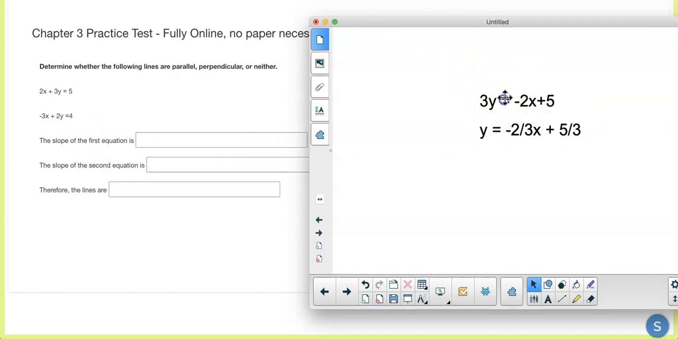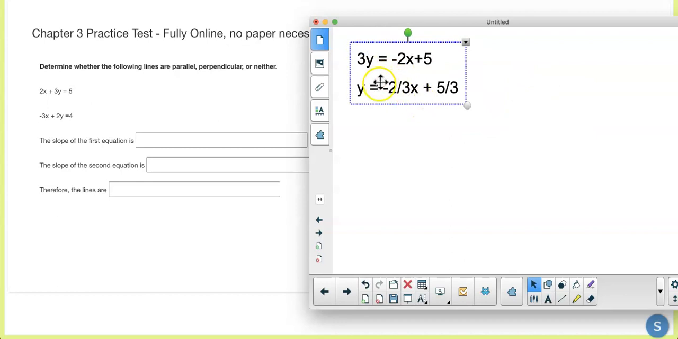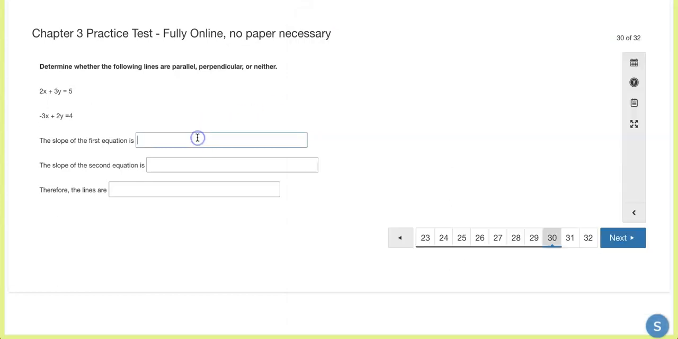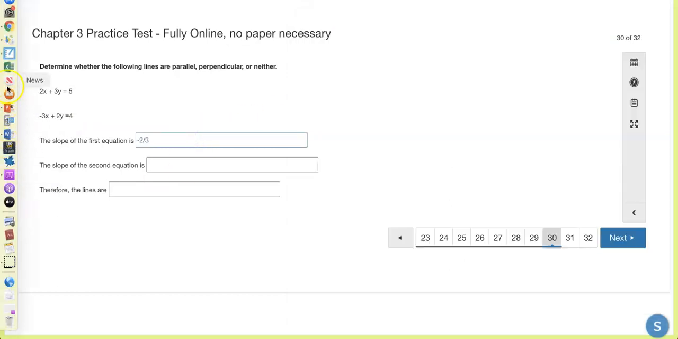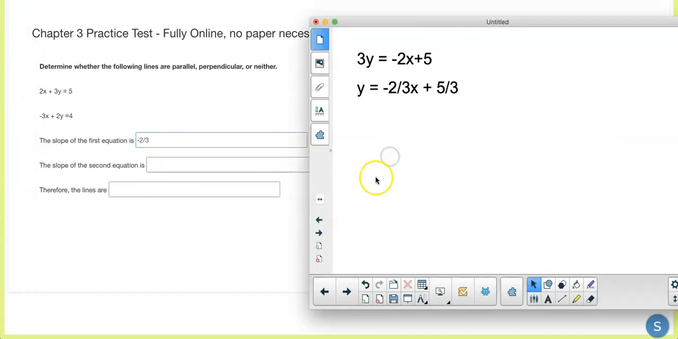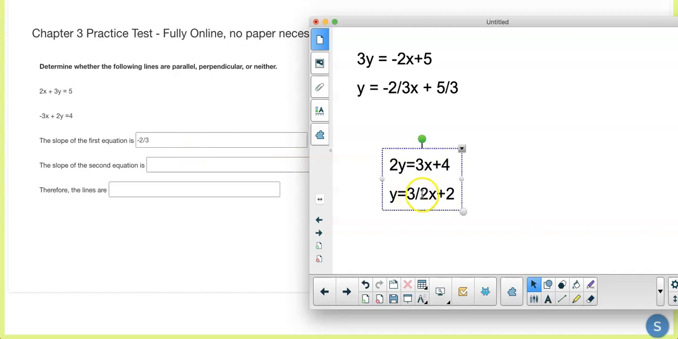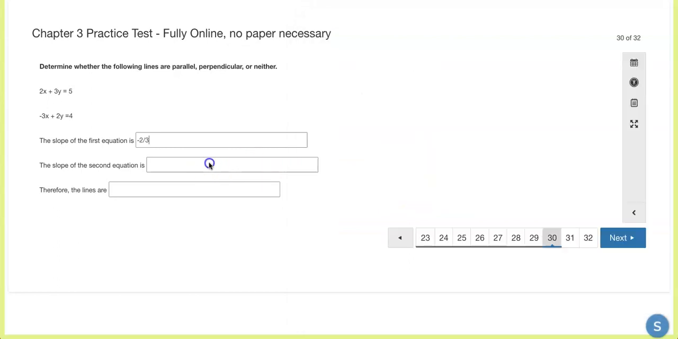Okay, that's one of them. And the slope is here, negative 2/3. Okay. Second equation, I'm going to start by adding 3x to both sides. So I have 2y equals 3x plus 4. And then divide by 2. Notice that everything gets divided by 2. And here's my slope of the second one. So that's a 3/2. Those are also opposite reciprocals, which means this is also perpendicular.